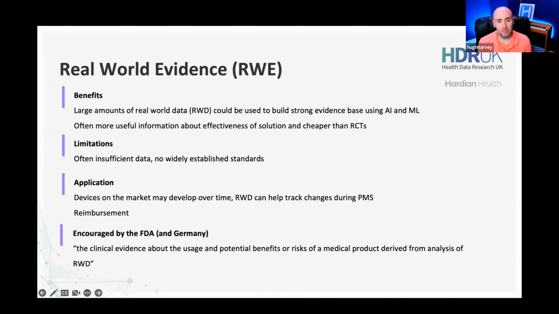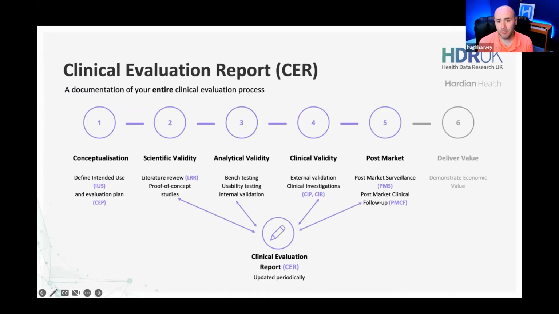Next slide, please. So let's put it all together. I'm going back to the earlier question of what documentation do you need to show. So the acronyms in purple is the list of clinical documentation that you need to demonstrate. So you need an IUS, which is the intended use statement, and a clinical evaluation plan, which includes literature review, a CIP, a CIR, PMS, PMCF, and all of that comes into the clinical evaluation report.